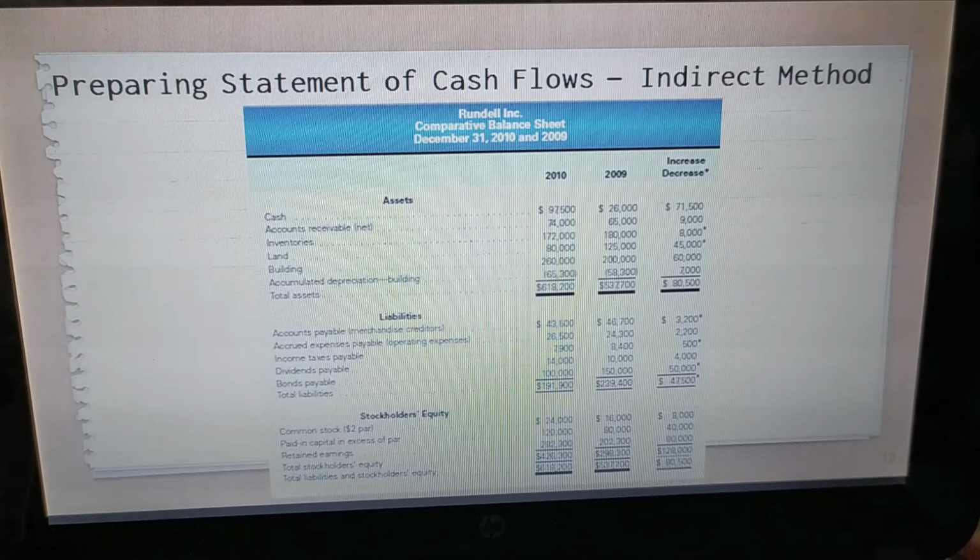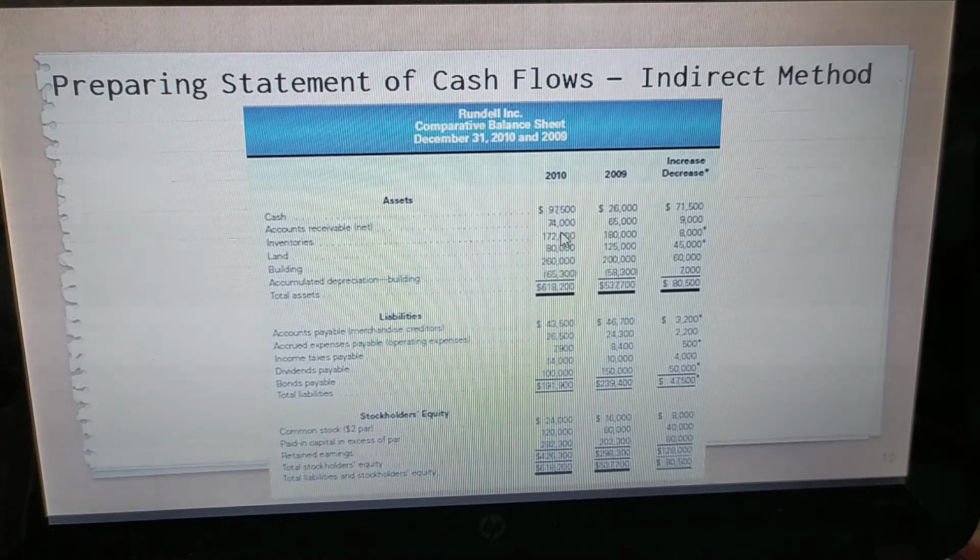For example, for the cash, it is 97,500 in 2010 and 26,000 in 2009. So we find the difference. It is a 71,500 increase because the cash in 2010 is more than in 2009.